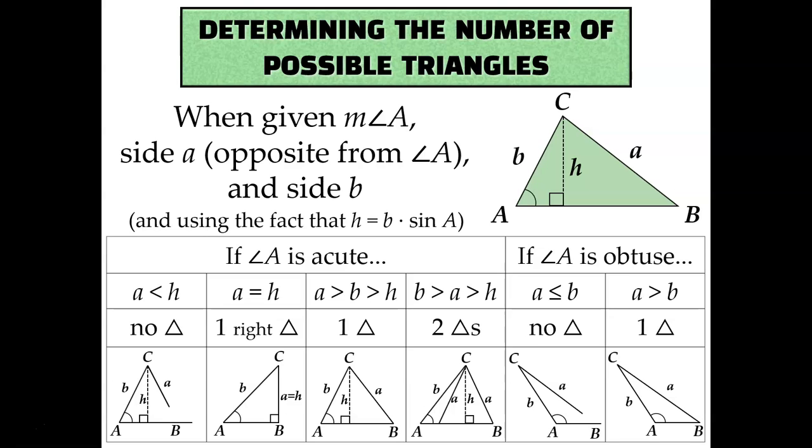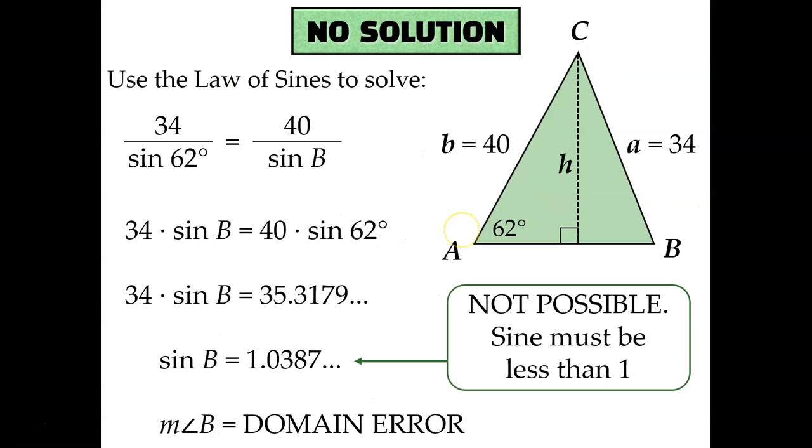But in a nutshell, what you're doing each time is comparing the length of A, which is the side that's across from the given angle, and the length of B, which is the side that's adjacent to the given angle, and the length of H, which is the height of the triangle, which remember we just discussed a few slides ago. You can calculate the height of a triangle using B times sine of A. So let's look at a few completed examples so we can analyze why they ended up with no solution, one solution, or two solutions.